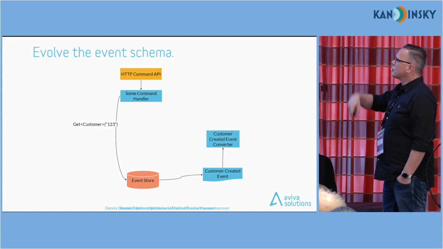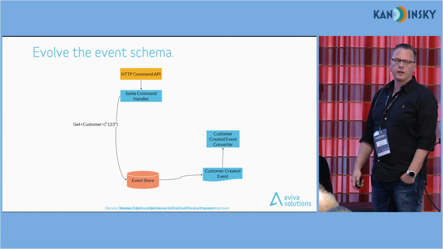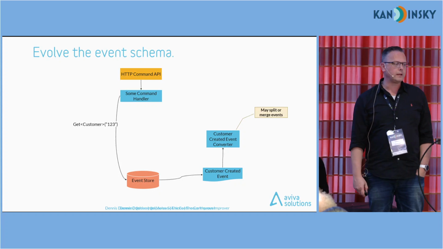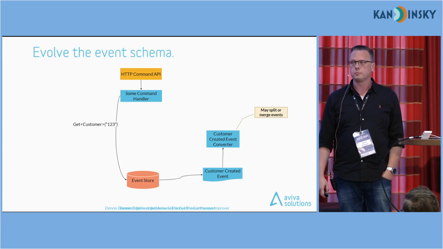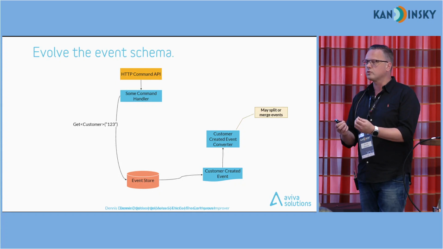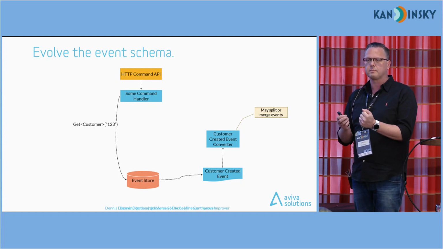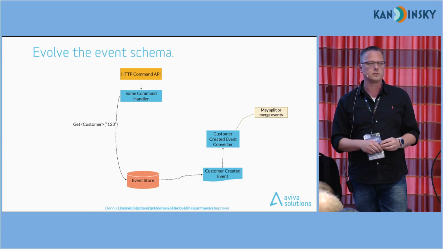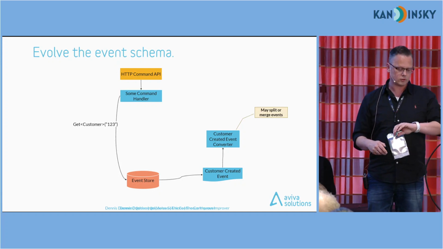So there's a converter that will run on the fly. That's one of the ways of doing that. And it may take that event, split it up. It might even merge multiple events because over time you also figure out that your granularity was not completely right. It didn't completely match. It was too technical or it was way too coarse-grained. You make decisions, and that's what it is. Code changes over time.